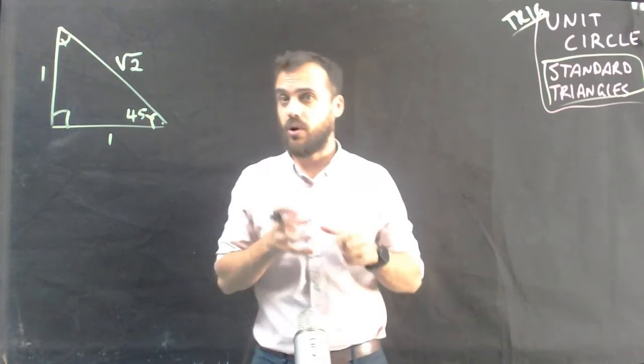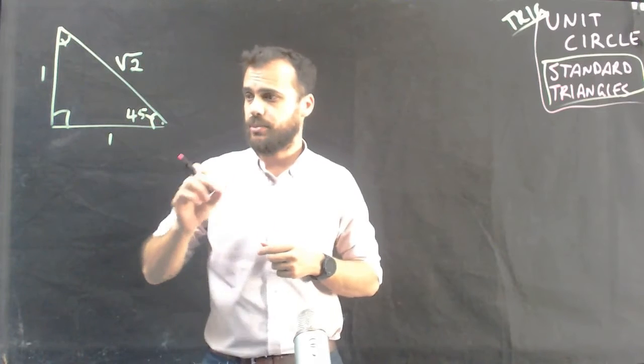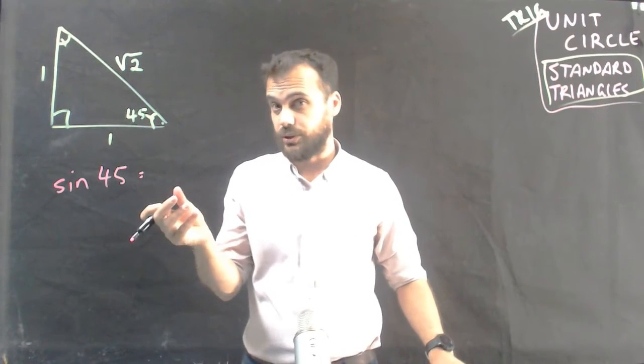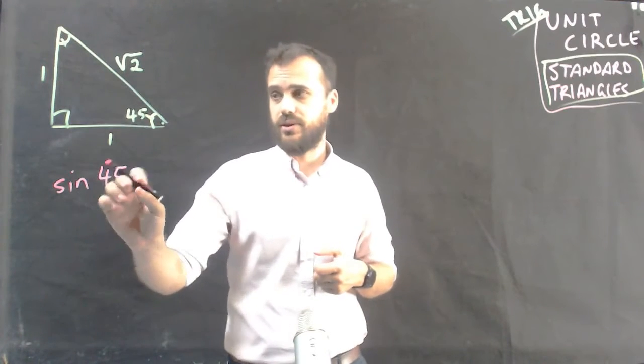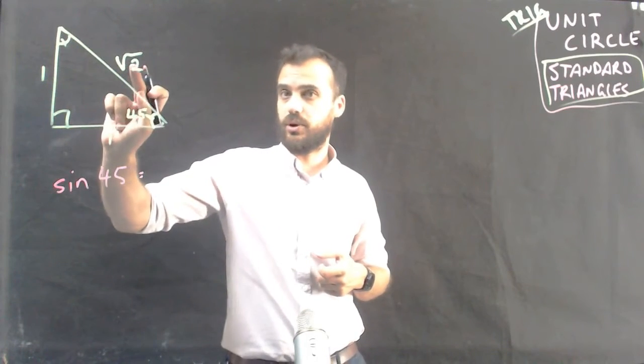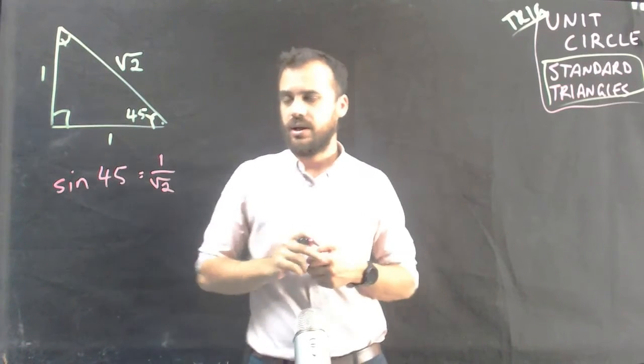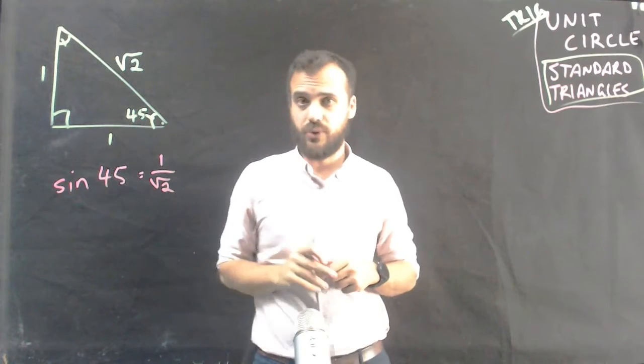Now you're probably wondering, why is that important? Well, that's important because now we know what sine 45 is equal to. Remember that sine anything is equal to opposite over hypotenuse, and that's 1 over root 2. That's an exact answer to sine 45.